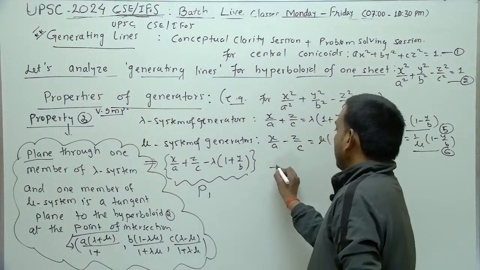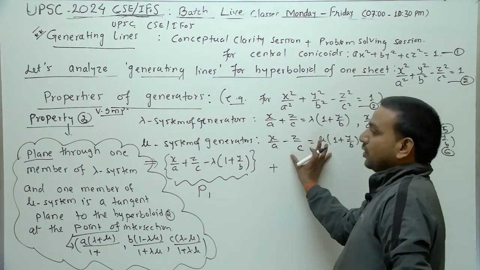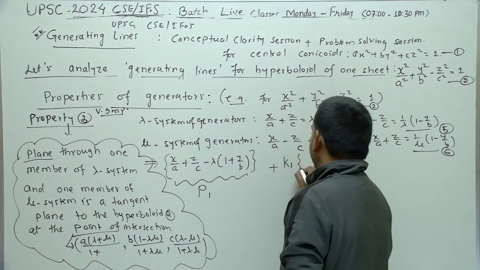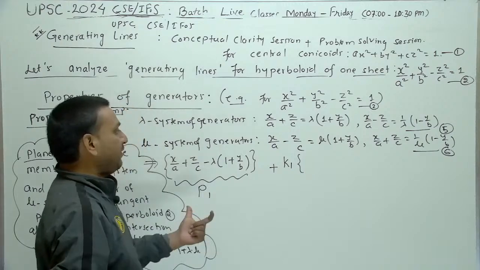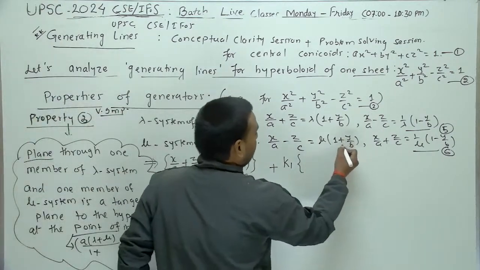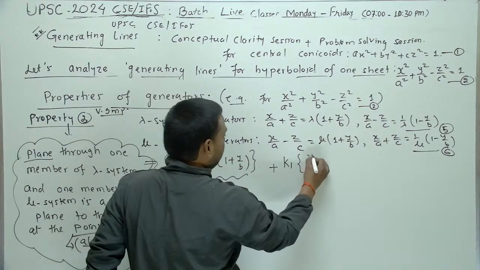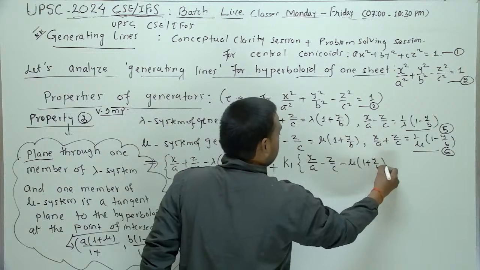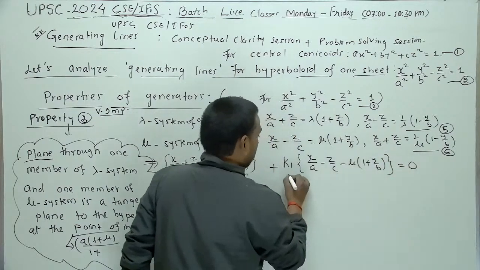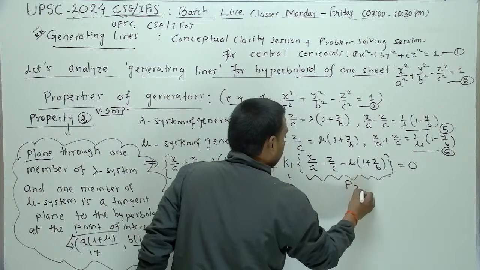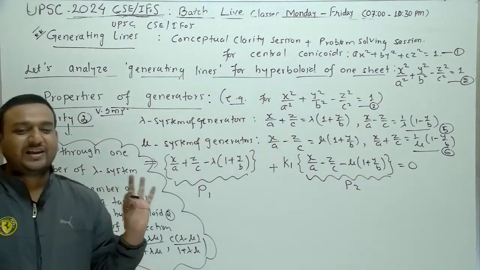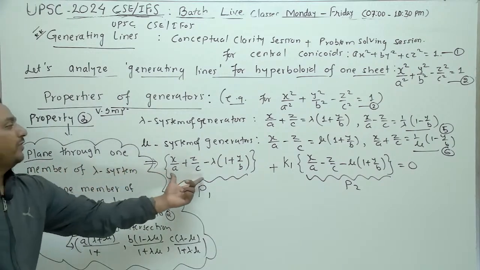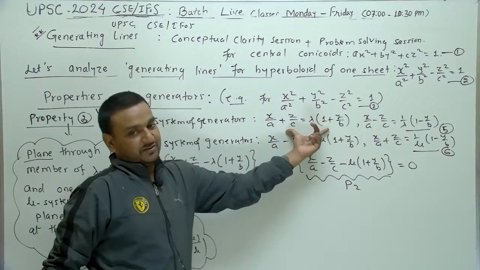Okay? Now, if I take other member of this system, then I can write a plane which is P1 plus K1 P2. P2 I take let's say for this system, प्लस वाले के साथ ले सकते हैं, माइनस वाले के साथ, not an issue at all. So that is minus mu into 1 plus y upon b and that goes to 0. So this I call that is P2. I guess थोड़ा सा पिक्चर क्लियर हुआ होगा आप लोगों को कि ये कह क्या रहा है. It is saying plane through one member of lambda system. तो एक मेंबर इसका क्या है? लैम्बडा सिस्टम का ये है.